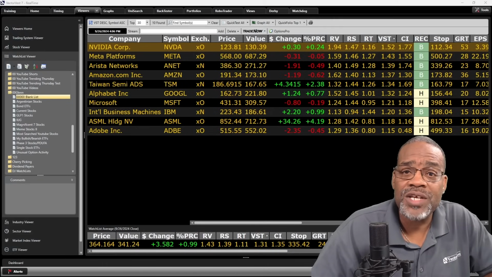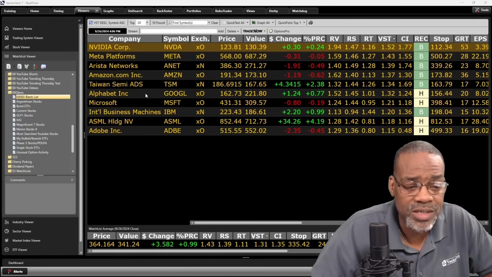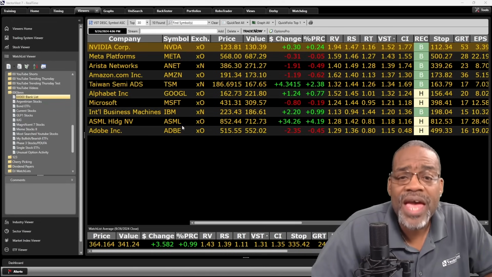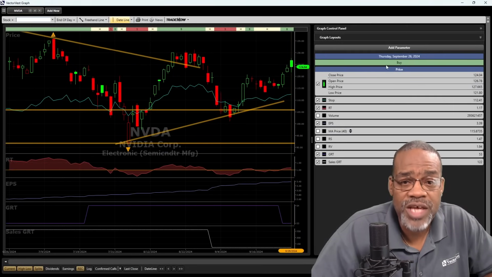So we're going to get into the system and talk about the 10 stocks we looked at from yesterday. NVIDIA at the top of the list, Meta, Arista, Amazon, Taiwan Semi, TSM, Alphabet, Microsoft, IBM, ASML, and Adobe. Yesterday, this was the list, and then we looked at a little description of why each one was a stock that was on this list. Now, I'm going to go to graph. I'm going to click on graph all, and we're going to start using those technical indicators. Those indicators, again, are support and resistance and trend lines.